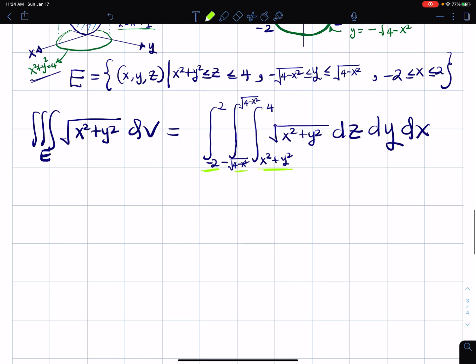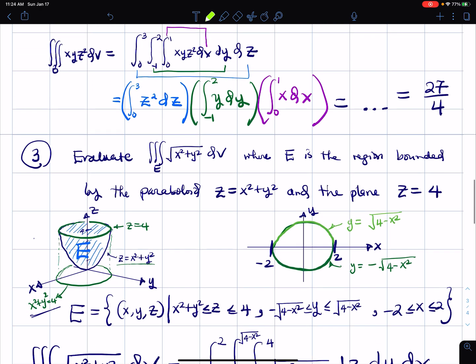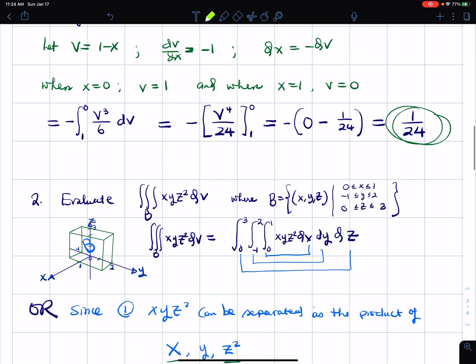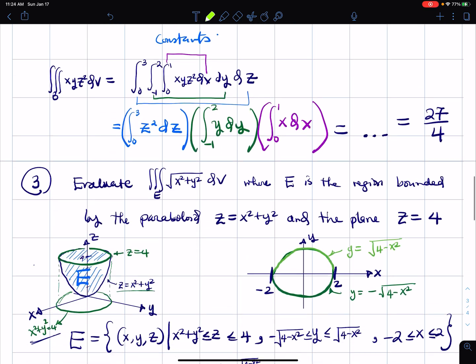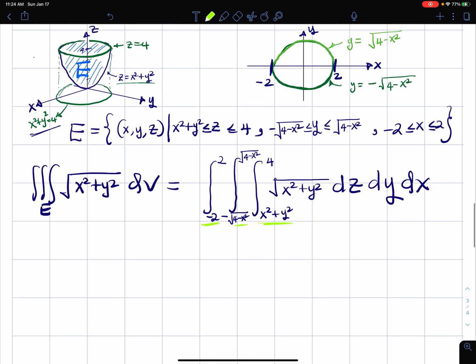So we have set up this integral. Just set it up, and it looks a little bit intimidating, but it's not that intimidating. But at the same time, we're not going to do it. We're going to look for a simpler way to do it.